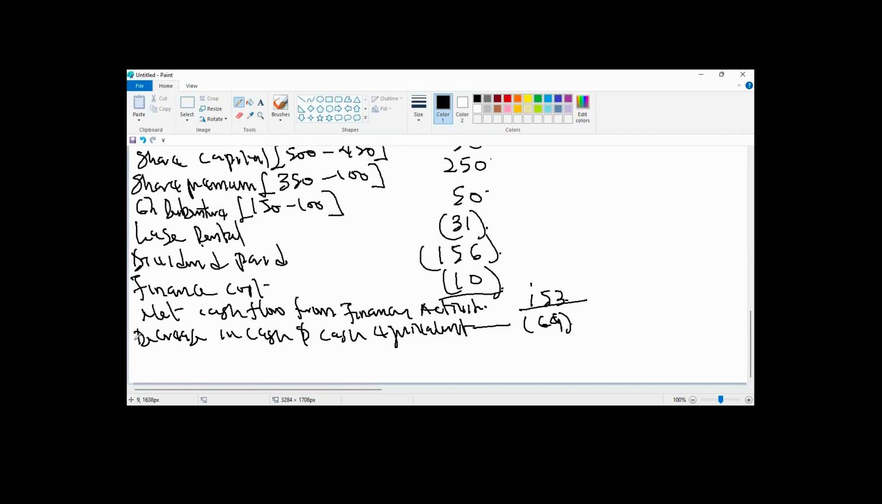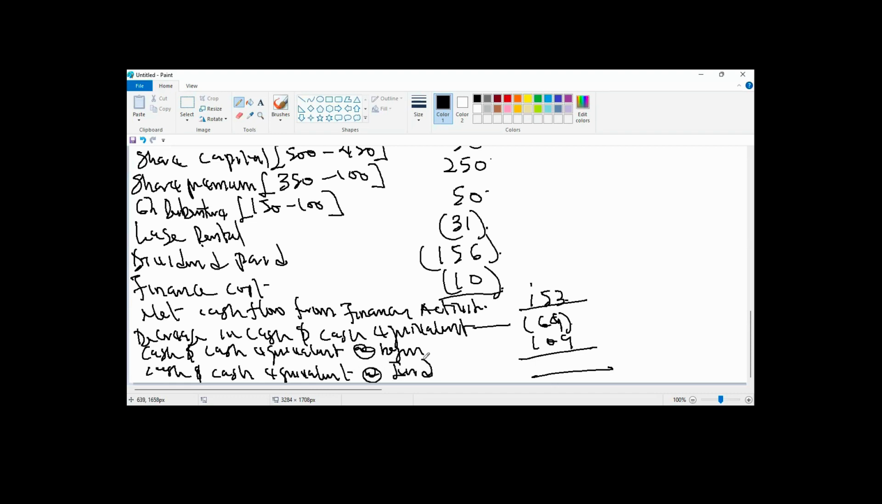I put cash and cash equivalent at the beginning, which is 109. What will it give me at the end? 109 minus 69 gives 40. That is the end.